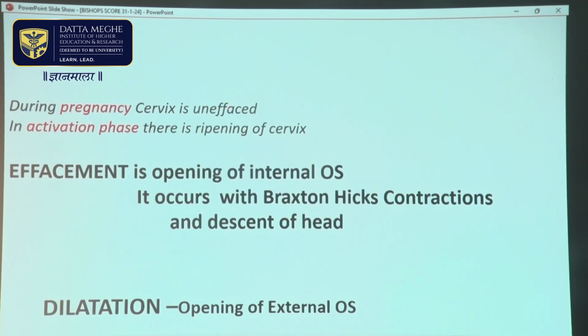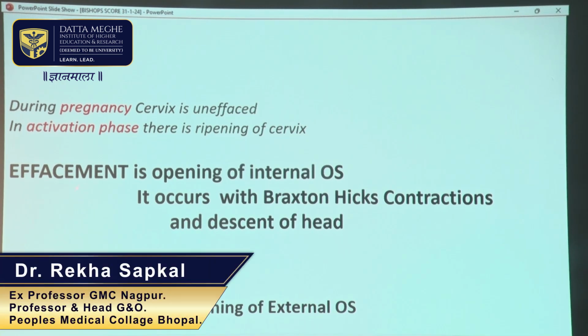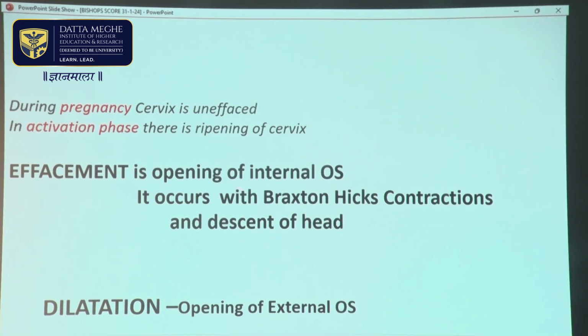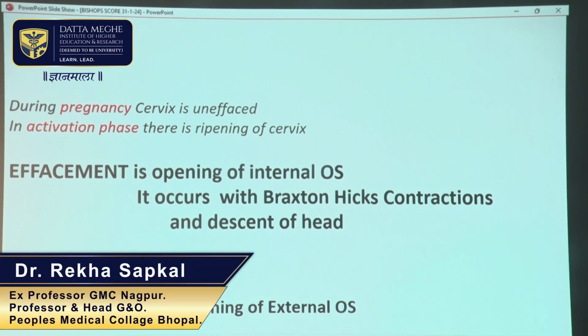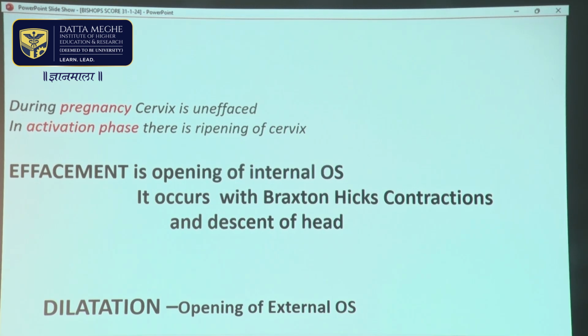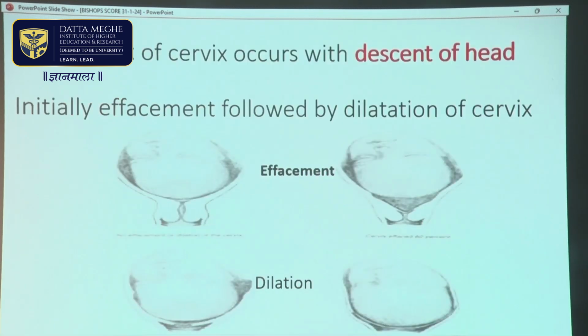During pregnancy, the cervix is uneffaced, and with the activation phase, there is ripening of the cervix. What do you understand by effacement and what do you understand by dilatation? Let us try to understand. Effacement is the opening of the internal os, and it occurs due to Braxton Hicks contractions and the descent of the head, as we have discussed. Dilatation of the cervix occurs at the external os. Initially there will be effacement of the cervix, followed by dilatation of the external os, which is made out by digital examination.